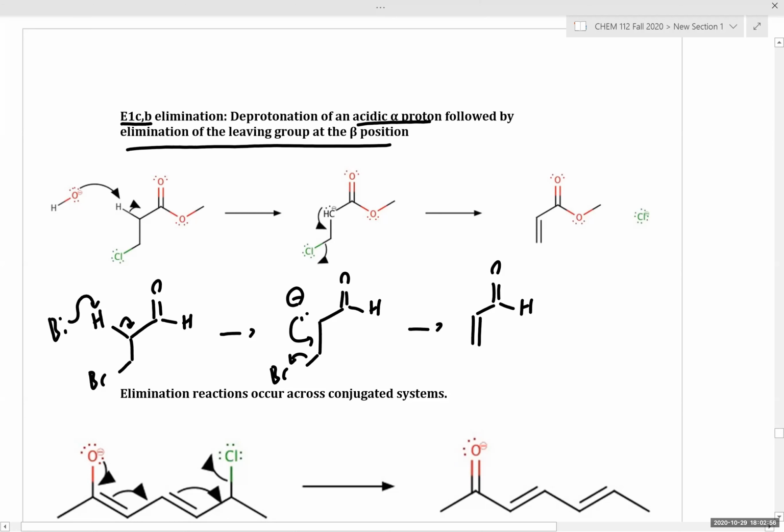Do these general mechanisms make sense to everyone so far? We'll be looking again at each of these reactions in detail in later chapters. I just want to expose you in this chapter to the general arrow pushing patterns that we'll see and the general characteristics of each of these reactions. Does this make sense to everyone so far?